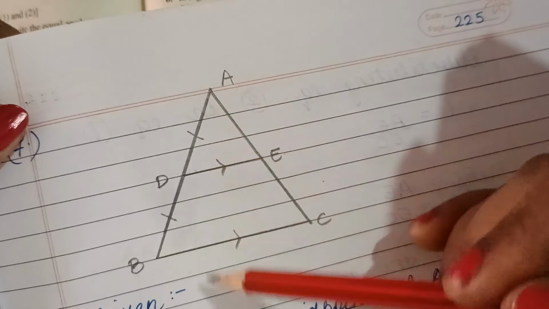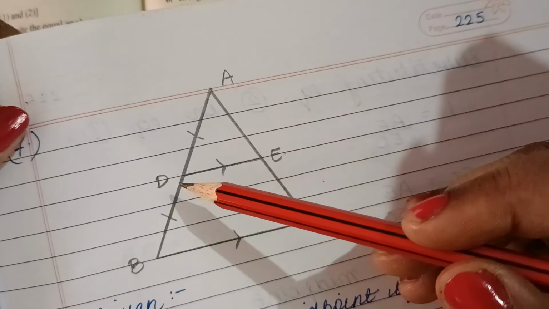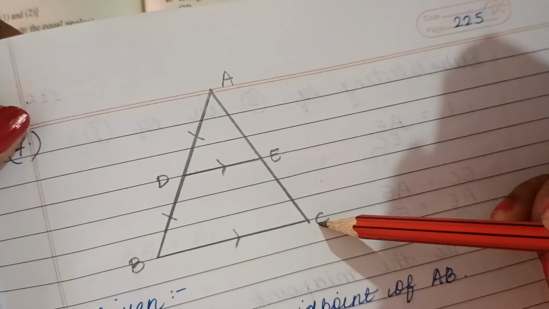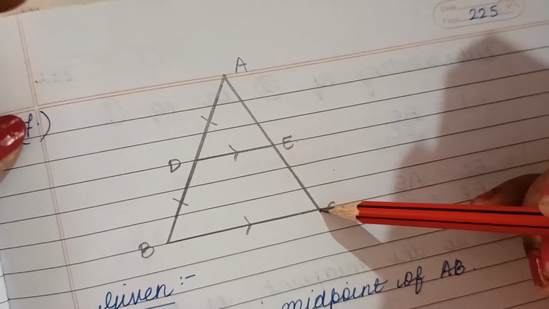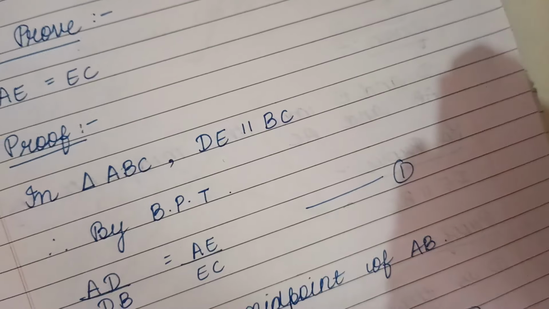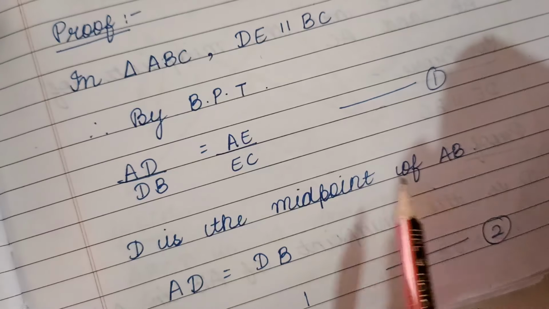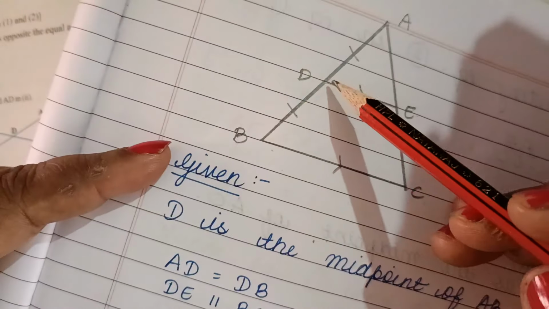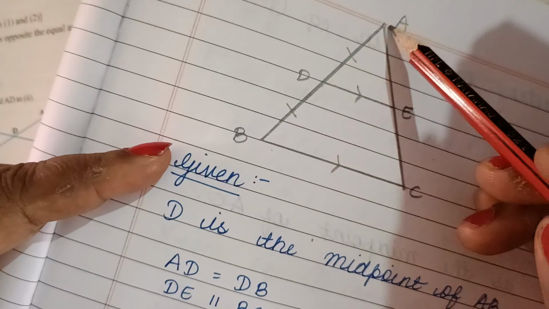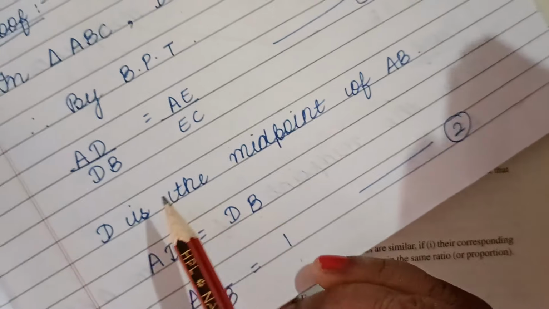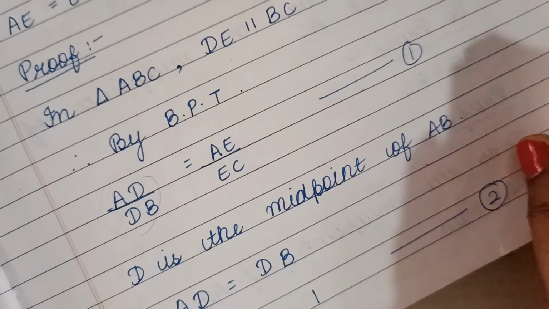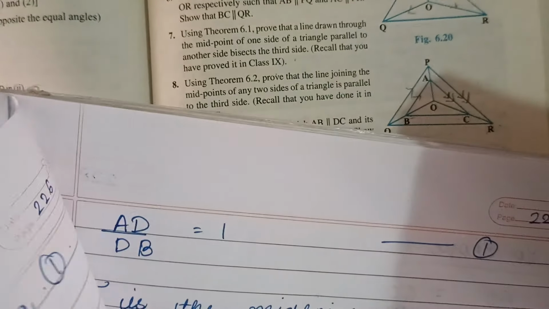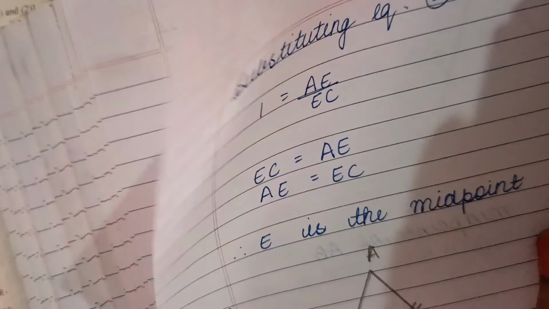So let us take this triangle ABC. Now in triangle ABC, since DE is parallel to BC, by the basic proportionality theorem, AD by DB will be equal to AE by EC, isn't it? But D is the midpoint of AB, so AD will be equal to DB. Just see, since D is the midpoint, AD will be equal to DB, so AD by DB equals 1. So in place of this, you just write down 1. Now if you write down 1 here, it becomes AE by EC equals 1, or AE equals EC. Now if AE equals EC, it means that E is the midpoint of AC.